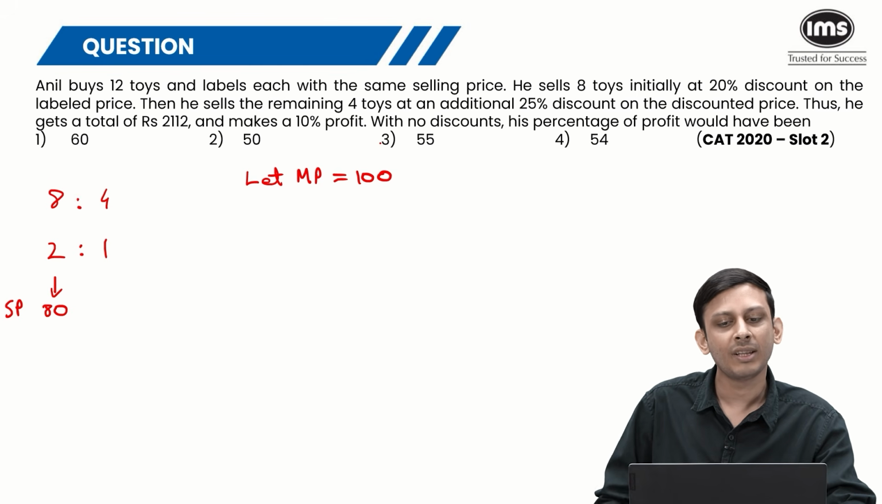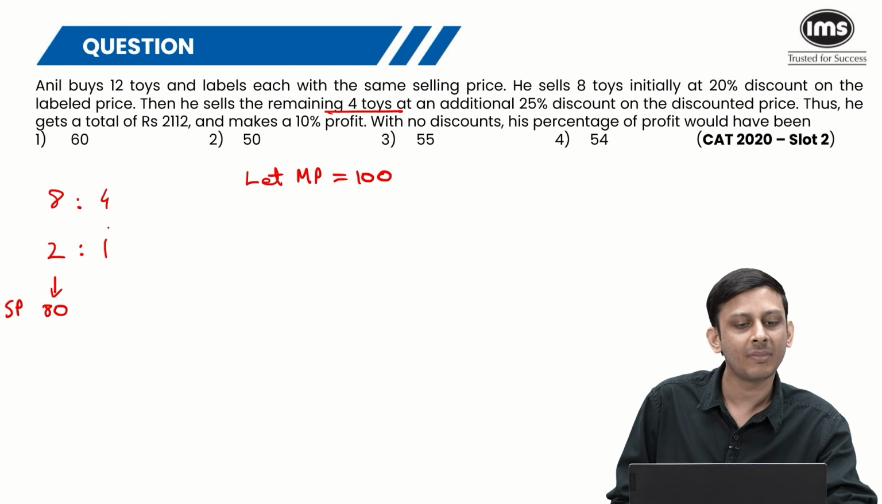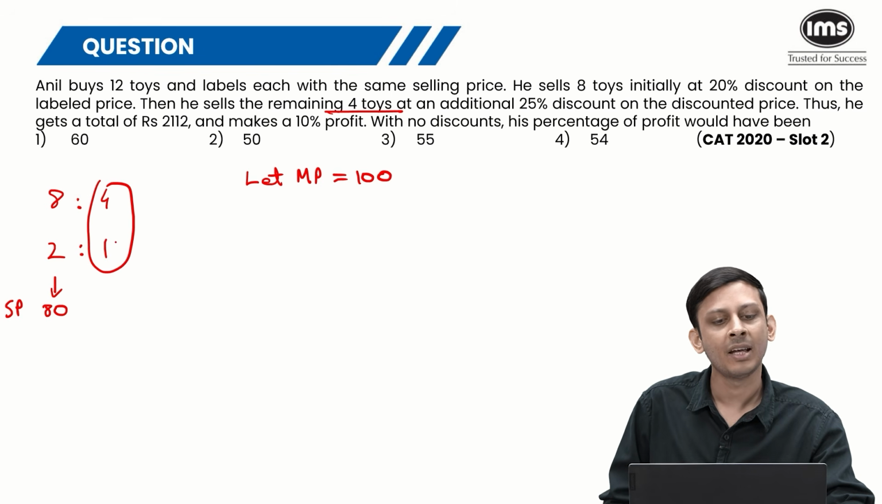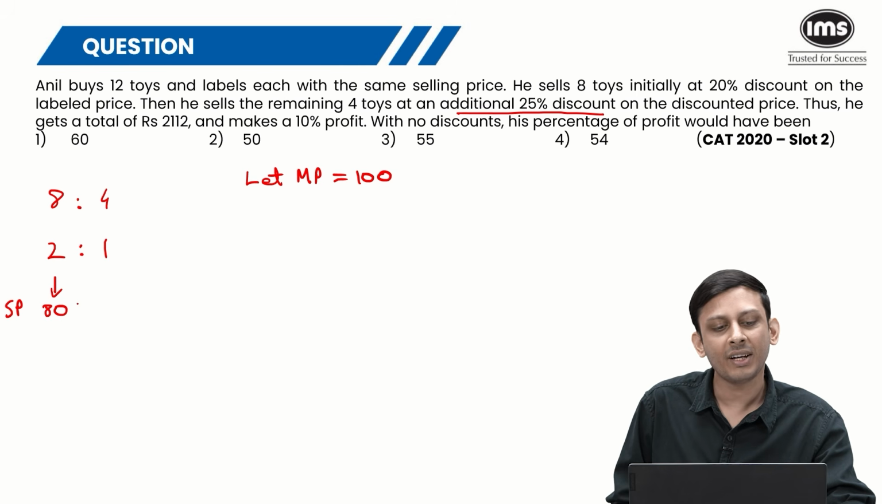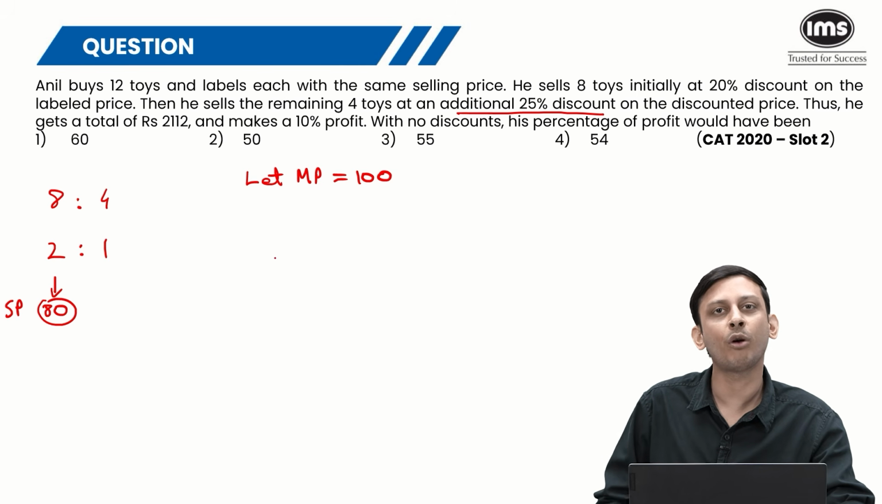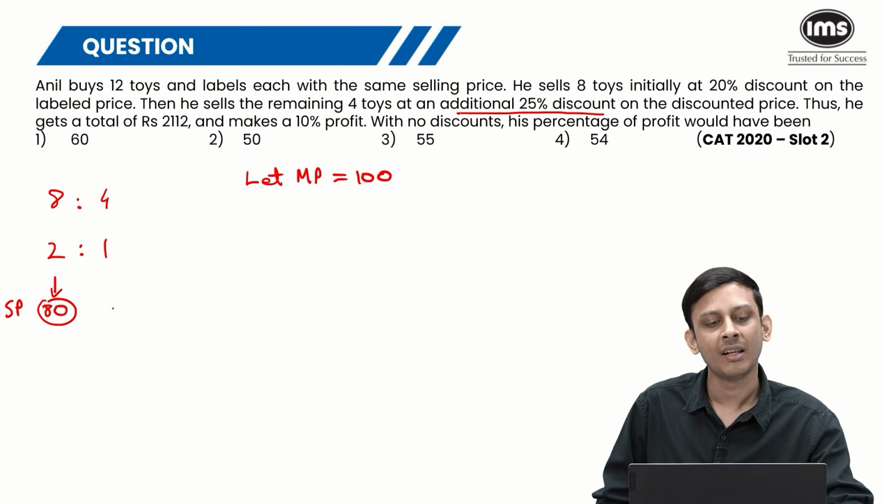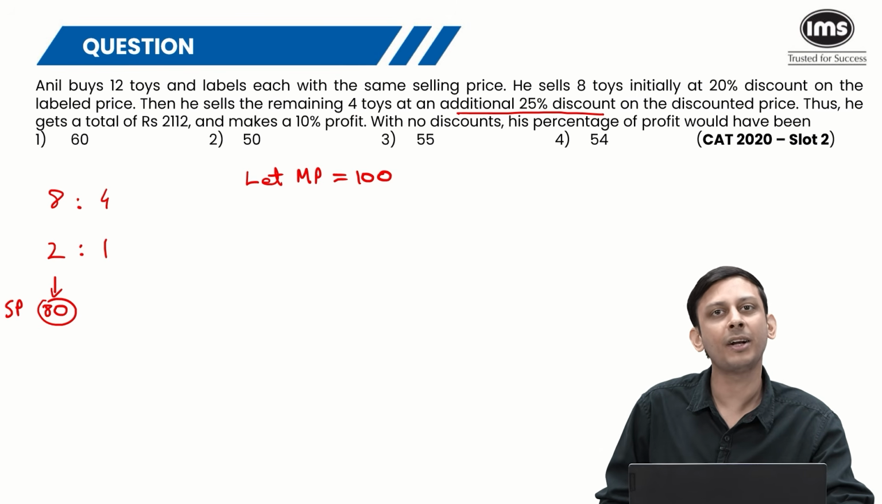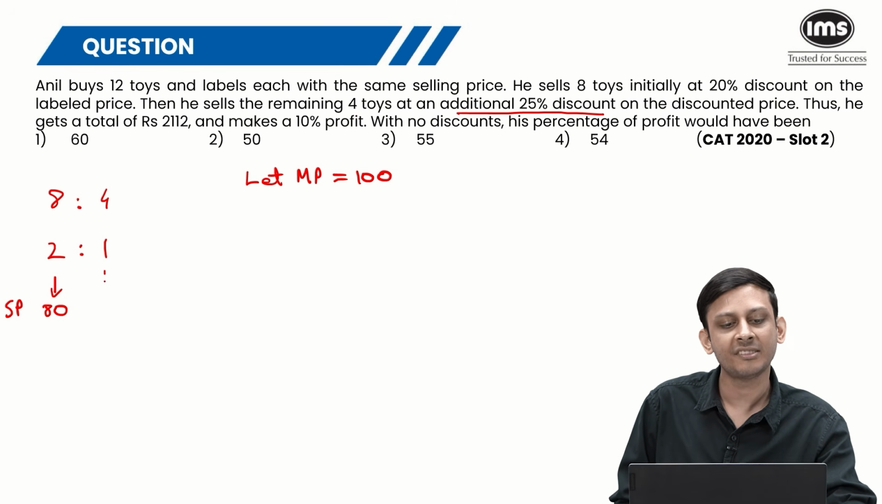And now for the remaining 4 toys, which we are representing by 1 toy, we need an additional 25% discount. So we already have 80. Now 25% of 80, that is 1/4 of 80, which is 20. So this price will be further reducing by 20 and it will become 60.